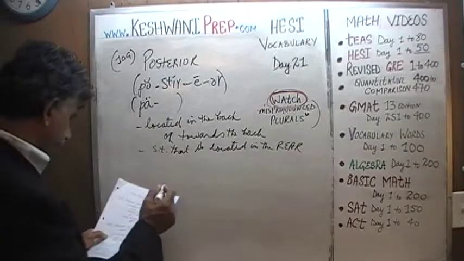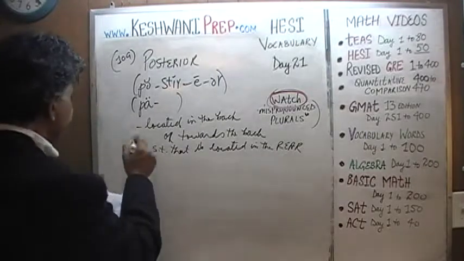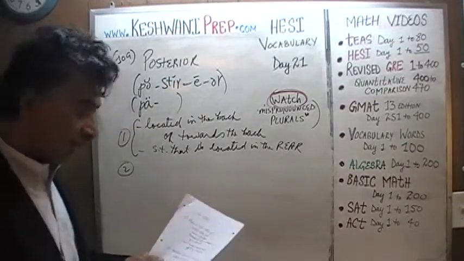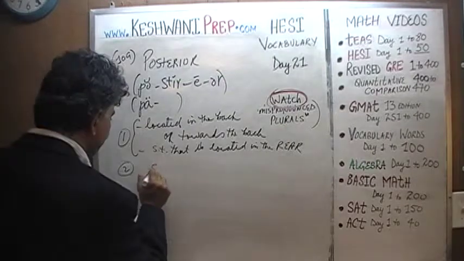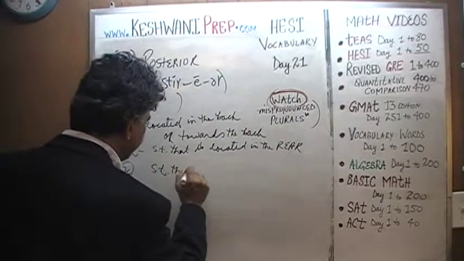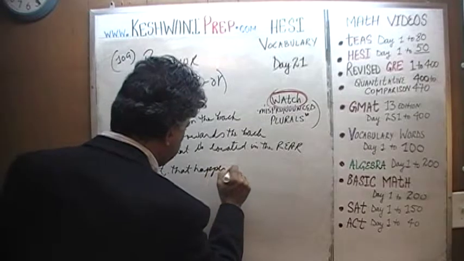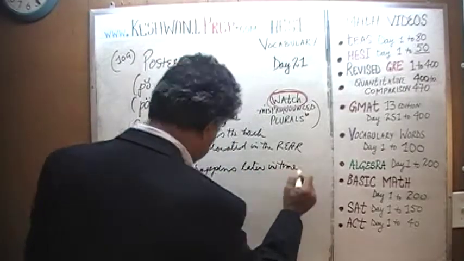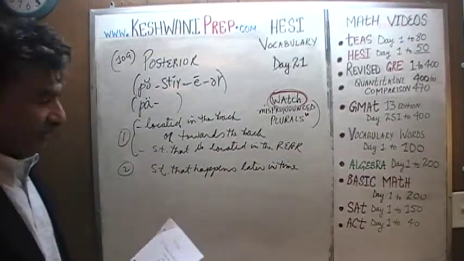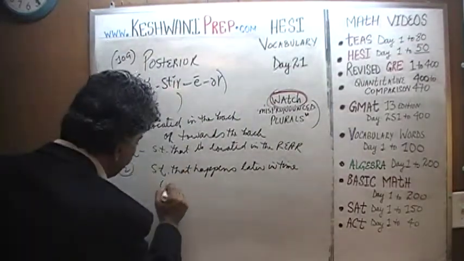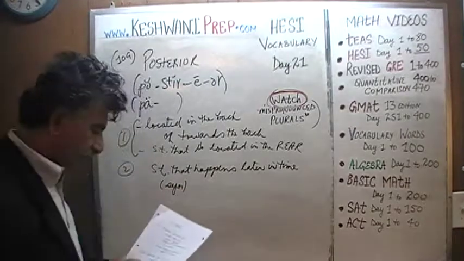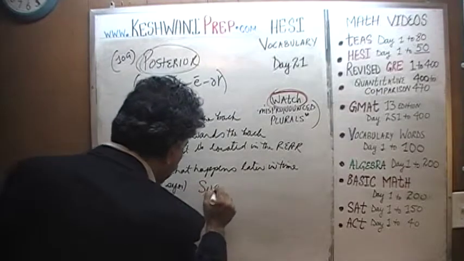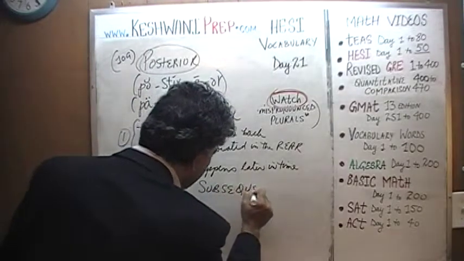The second meaning is, posterior can also be used as in something that happens later in time. Something that happens later in time. This word posterior can be used as a synonym of subsequent.